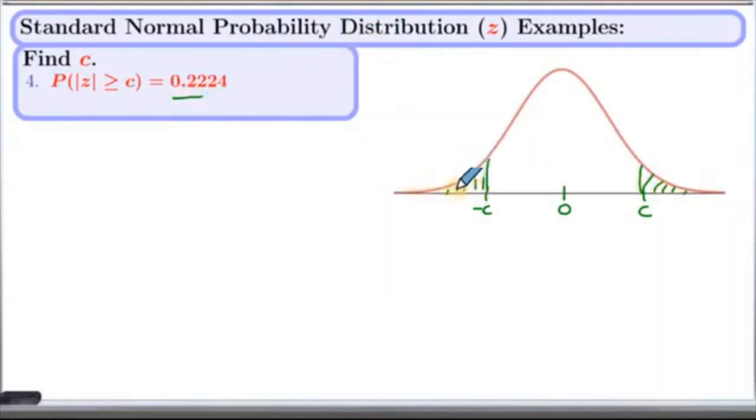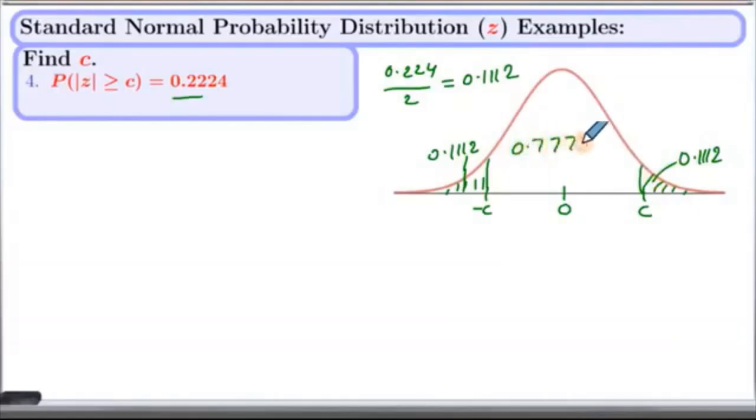0.224. So for us to find the area on each tail, we would be dividing 0.224 by 2, which is 0.1112. So the area of this tail is 0.1112, and similarly this is 0.1112. If these two tails are 0.1112 each, then the area in the middle is 0.7776.